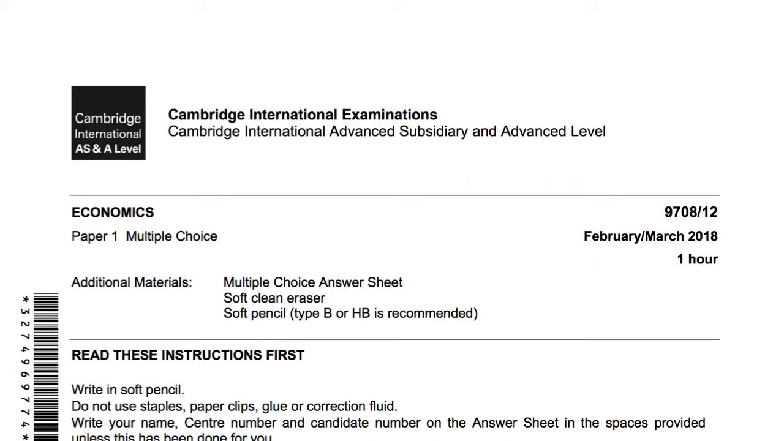Hello everyone, so we are solving March 2018 variant 2 today. This is the MCQ paper and this is the latest paper which I recommend everyone to solve.